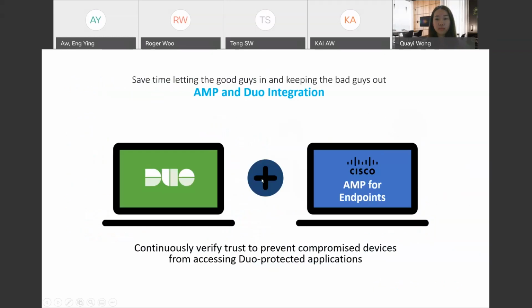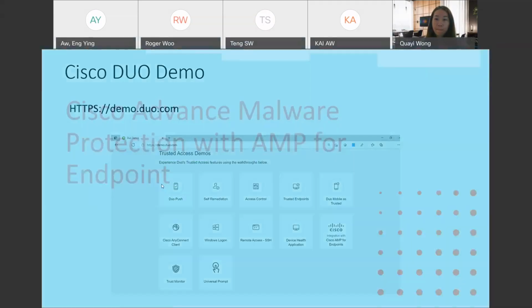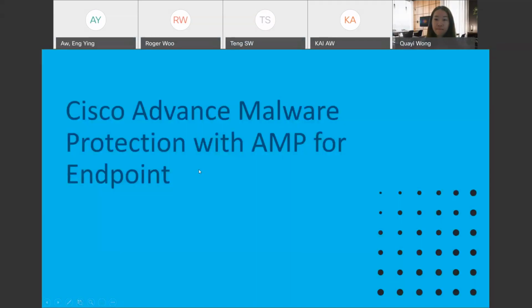And so of course, we integrate Duo with your Cisco AMP for endpoints. So this is where we can do the protection. If your machine has been affected by malware and compromised, Cisco Duo will actually protect and deny you access to your application. I will go through the demo with you later on. There's a website for you to access to go through how Cisco Duo performs.